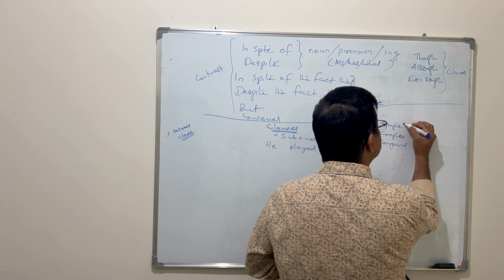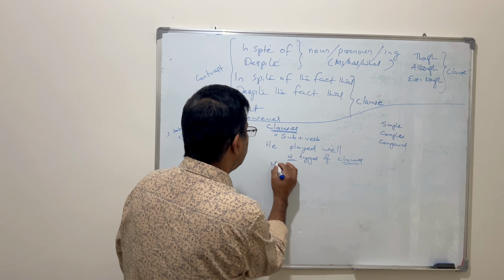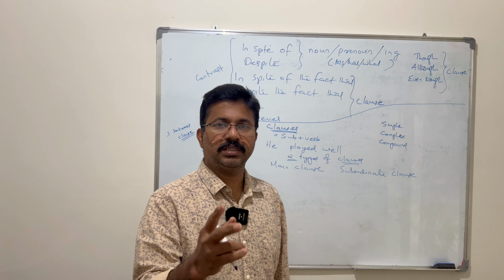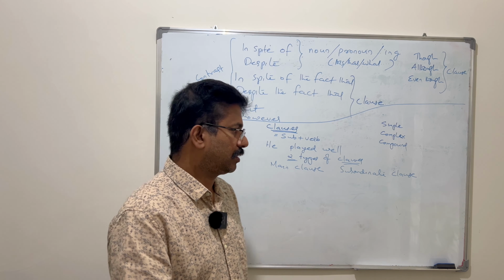Before I give you the definition of simple, complex, and compound sentences, there are two types of clauses in English. They are main clause and subordinate clause. What is a main clause and what is a subordinate clause? What is the difference between a main clause and a subordinate clause?